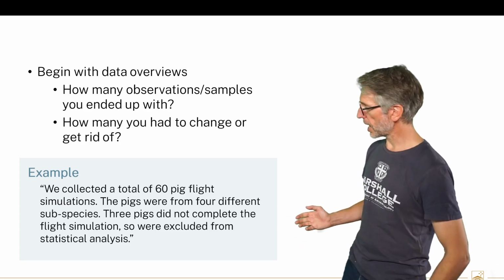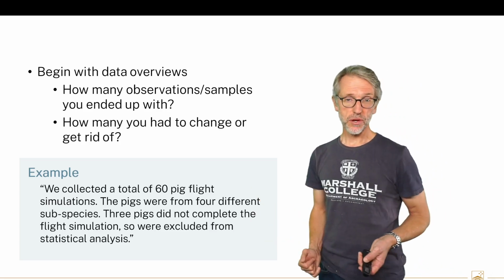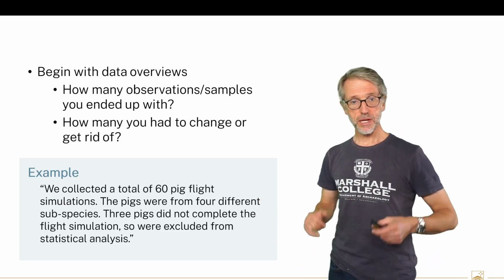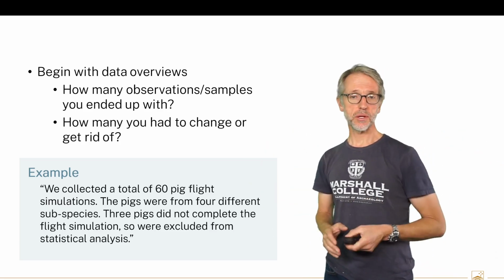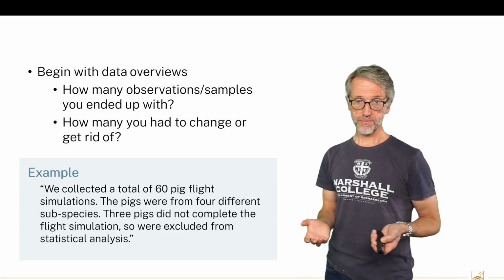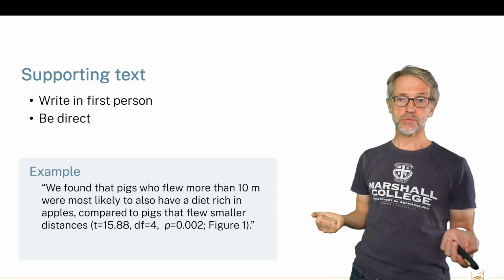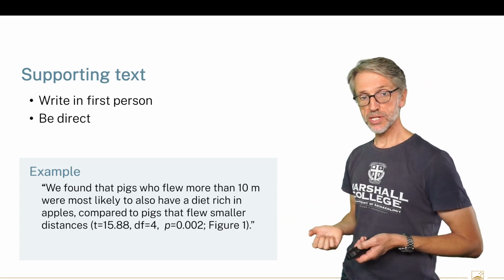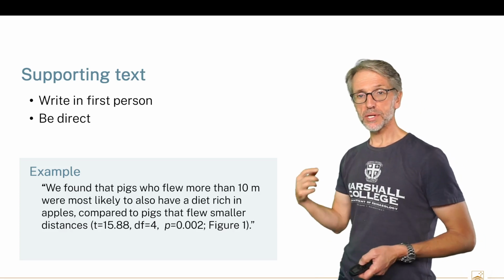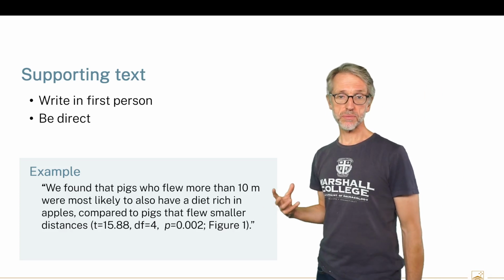Now we might want to add a bit more detail in here about whether all of those pigs were from the same subspecies, but you get the idea, a broad outline of what data you have and how many of them there are. And then we get into the description of the data itself, or the results associated with testing those data. We need to be direct. We need to ideally write in first person.